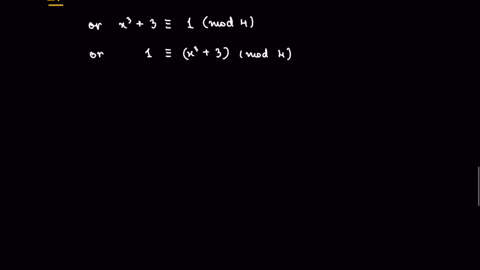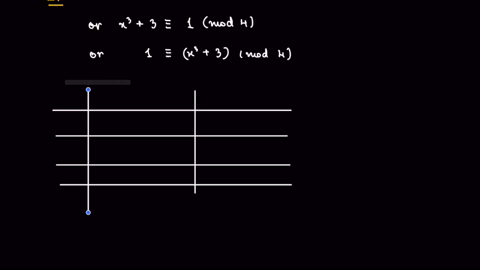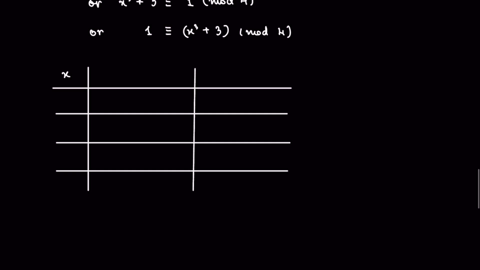Now you're going to set up the table, and you have some value of x where x is equal to 0, 1, 2, and 3 because we are working with the modulus 4. So here's the table. Here's the value of x. Here is x cubed plus 3. And here is x cubed plus 3 mod 4. x is equal to 0, 1, 2, and 3.